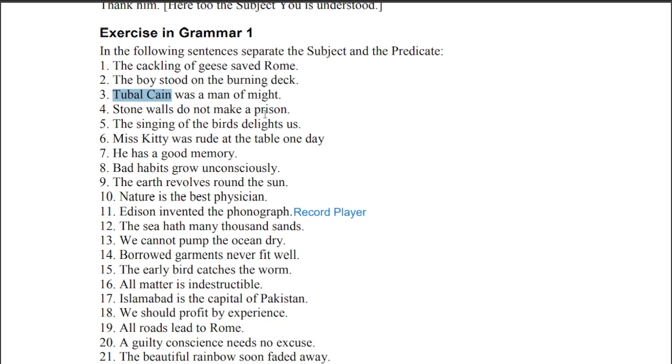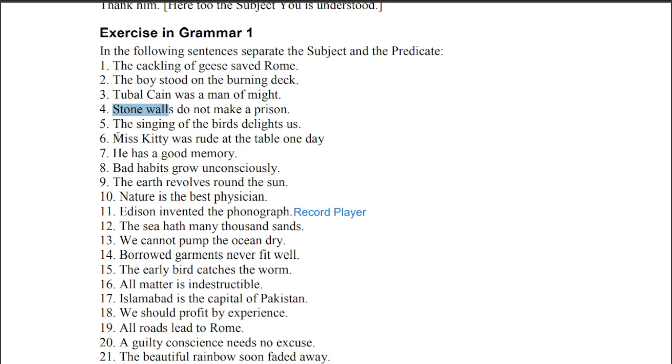Stone walls do not make a prison. The speaker first named a thing, stone walls. Then he said something about stone walls. What he said is being indicated by "do not make a prison." Do not make a prison is the predicate, while stone walls is the subject.